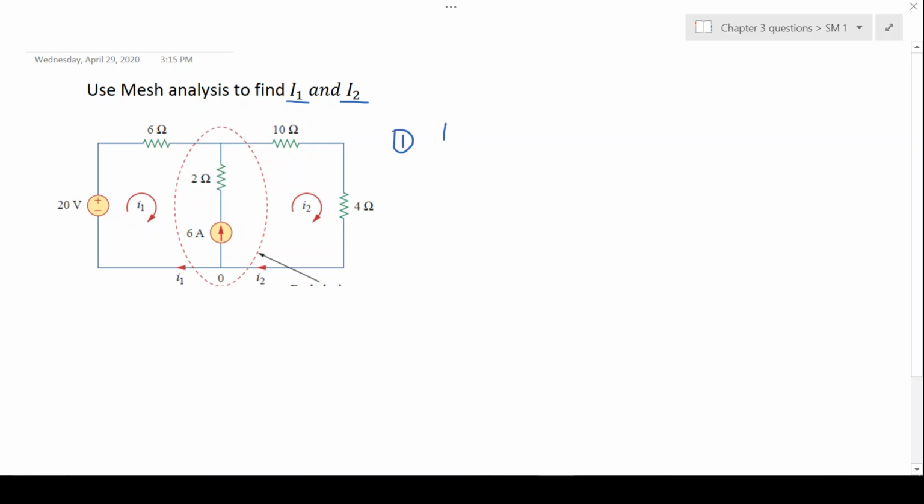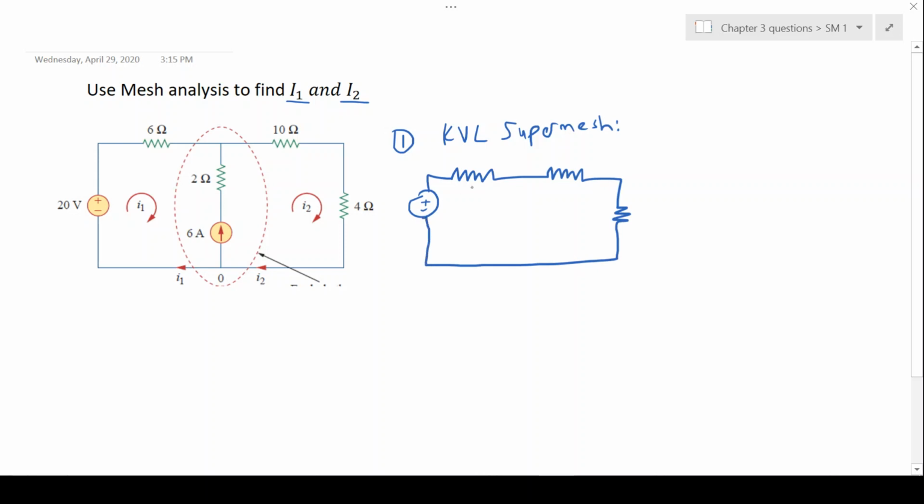So step one would be to get the KVL of the supermesh. So we remove this part of the circuit, and what we will then have is the following circuit: 6 ohms, 10 ohms, 4 ohms, and 20 volts. The current there will be I1 and the current here will be I2.